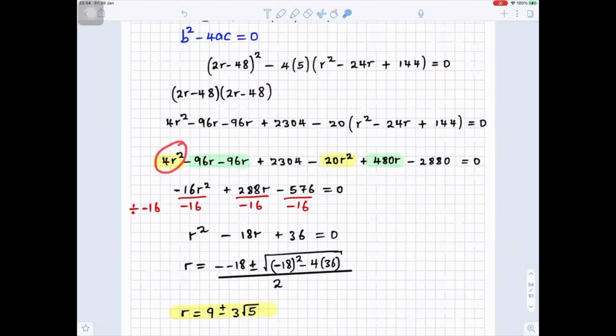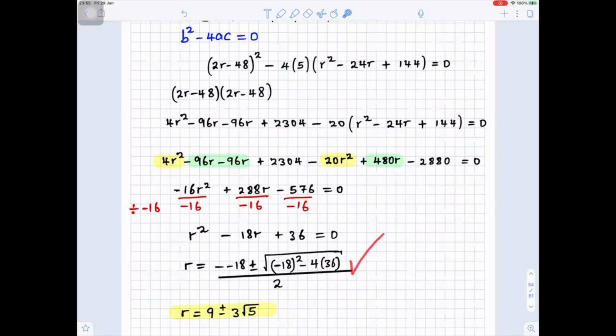So we have 4r squared minus 20r squared, that gives you minus 16r squared. Minus 96 minus 96 plus 480 will give you 288r. And 2304 minus 2880 will give you minus 576. And if you divide all of them by 16, you'll get r squared minus 18r plus 56 equals 0.